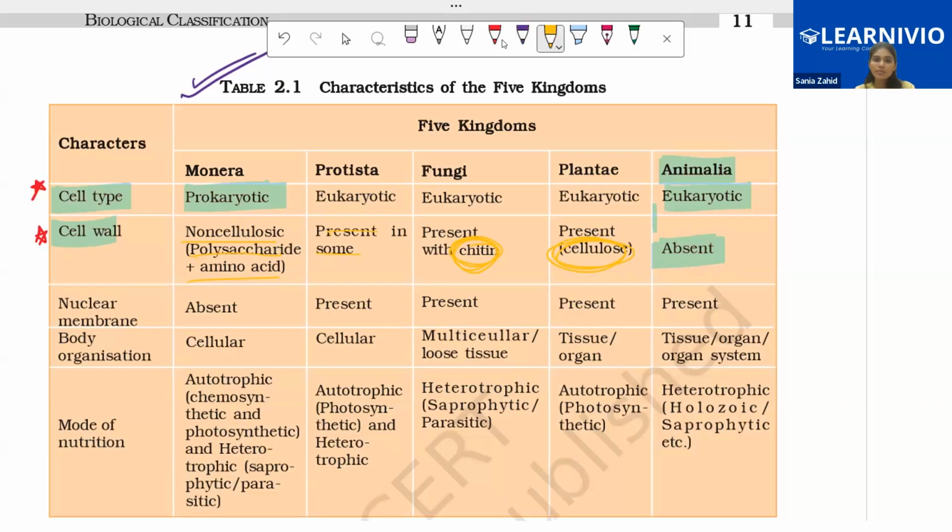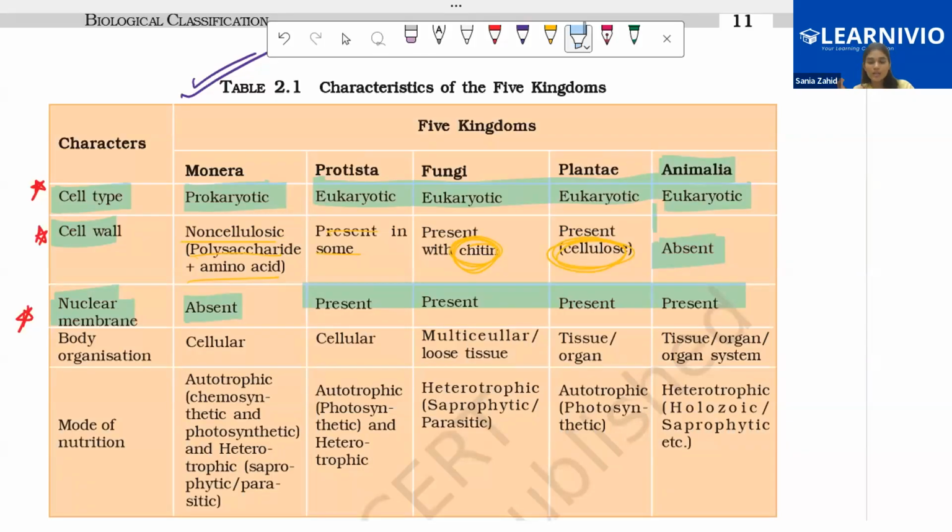Then we came to nuclear membrane. Now obviously the nuclear membrane is present only in eukaryotes and it is not present in prokaryotes. So wherever it is written prokaryotes, you will write absent, and for the eukaryotes, you will write present. Because the nuclear membrane, we know, is present only in the eukaryote. It is absent in prokaryotes. Alright, Aisha.